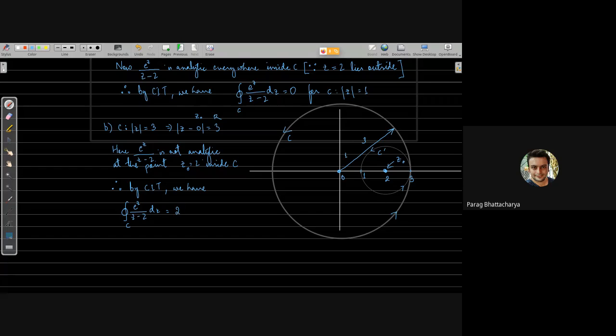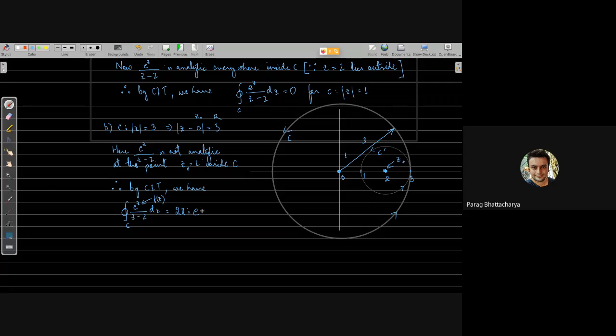This is equal to 2 pi i into the value of the function. Which is the function? Remember, this is the function. This is your f of z, not f of z by z minus 2. That is not the function.